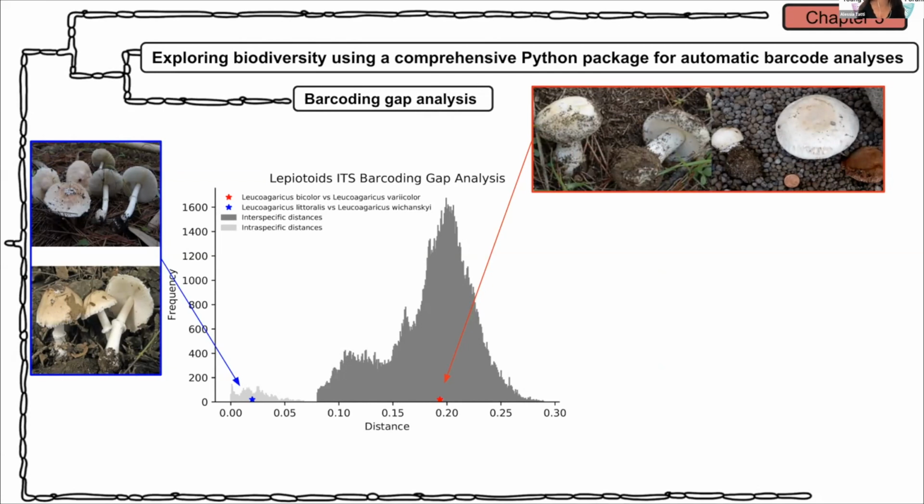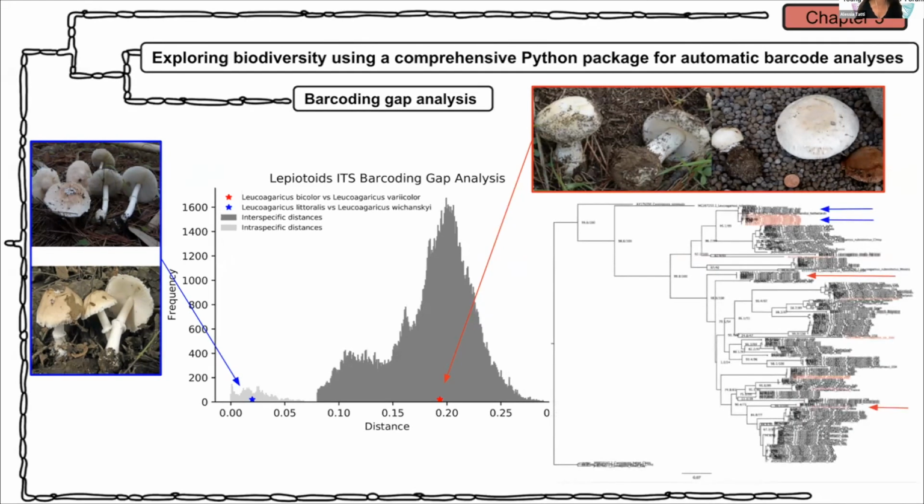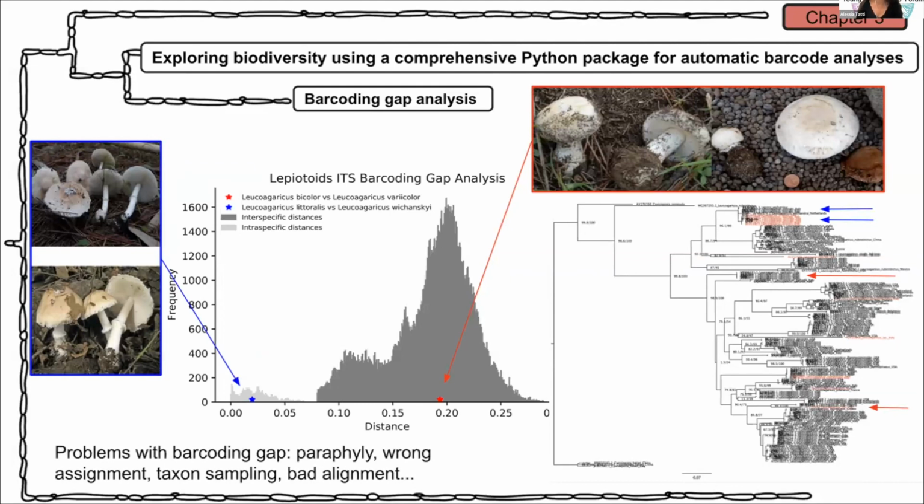And here, for example, you can see two different species in blue that actually belong to the intraspecific distribution, so they are not different species. While two morphologically very similar species in red actually belong to the interspecific distribution. Then the code is going to provide you also a maximum likelihood tree, so you can confirm this information. However, the barcoding gap usually does not exist. The two distributions overlap, and this could be because of paraphyly, wrong assignment, taxon sampling, bad alignment, and so on.